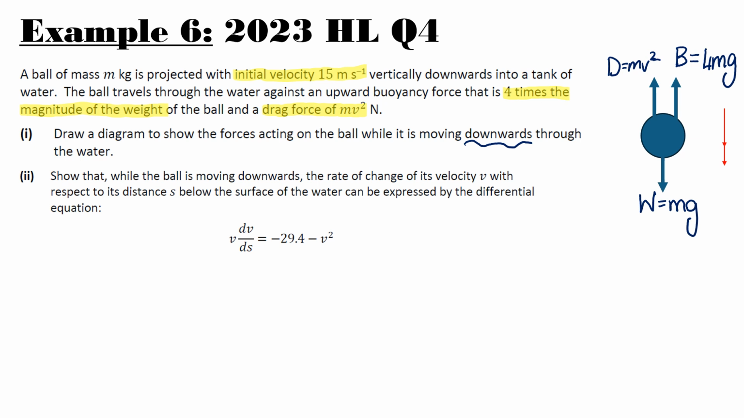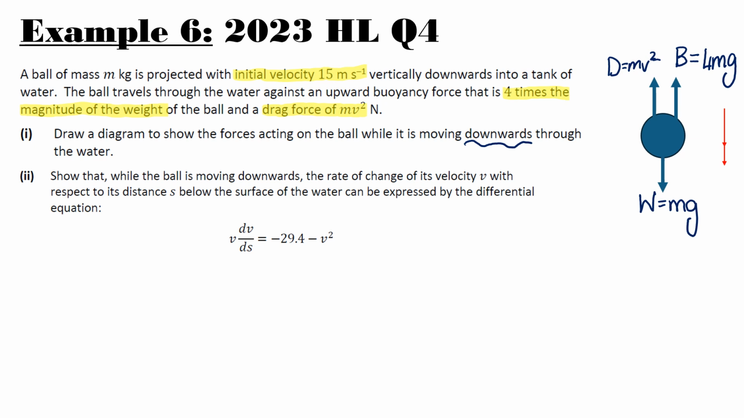So the next thing, part 2, what they ask us to do is show that while the ball is moving downwards, the rate of change of its velocity, v, with respect to its distance, s, so this is v dv ds, below the surface of the water, can be expressed by this differential equation. So v dv ds is just another way to say acceleration.